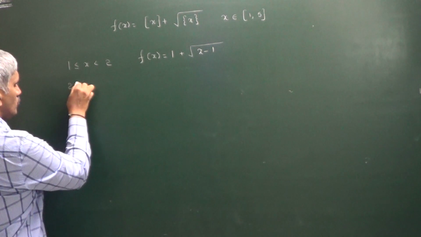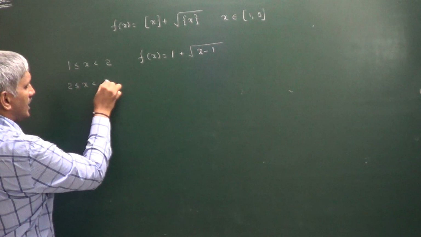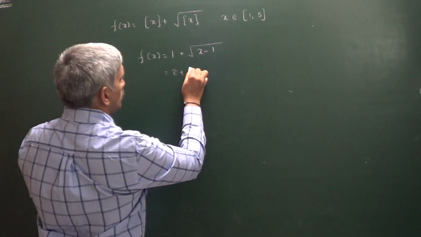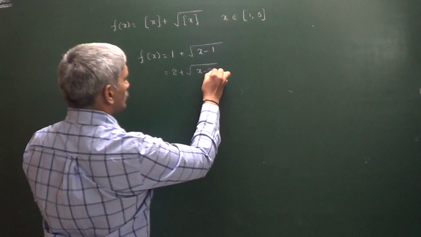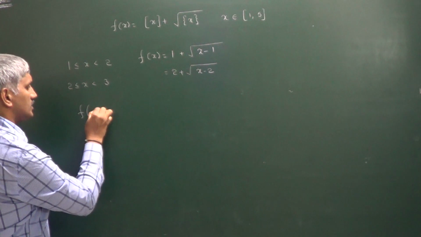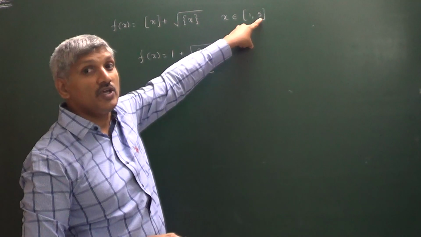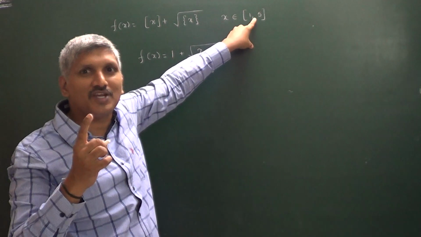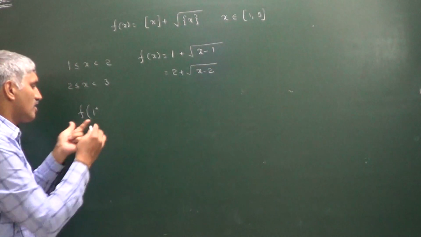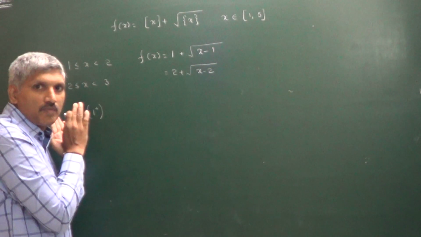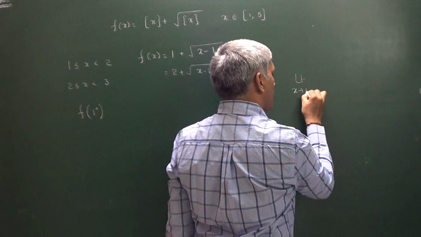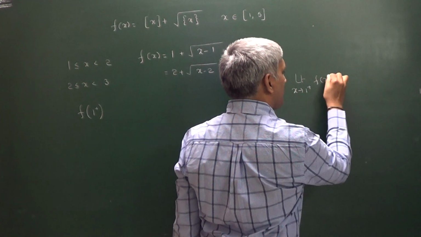At the same time, for 2 less than or equal to x less than 3, what happens to the same function? It becomes 2 plus root of x minus 2. Now we will check at 1: f of 1 plus, because it is the closed interval 1, 5. What is the meaning of that? It is limit x tends to 1 plus of f of x. I am writing f of 1 plus just as a shortcut; it means we are finding limit x tends to 1 plus of f of x.